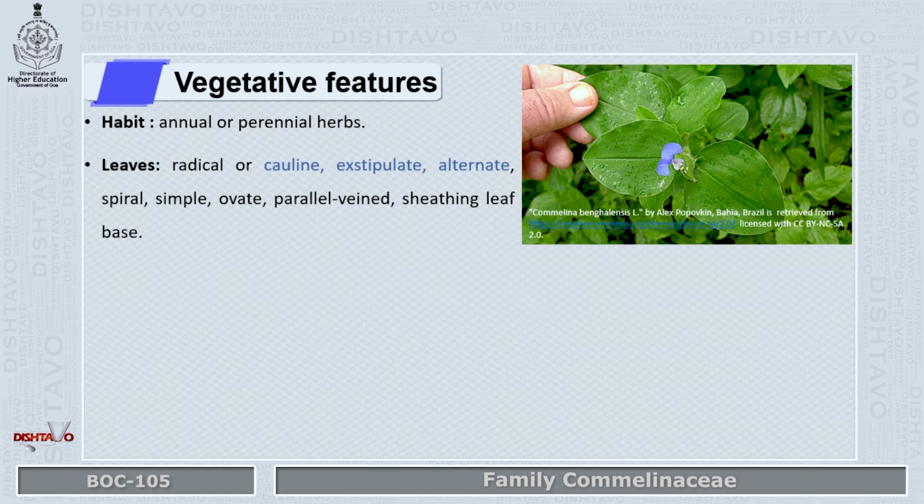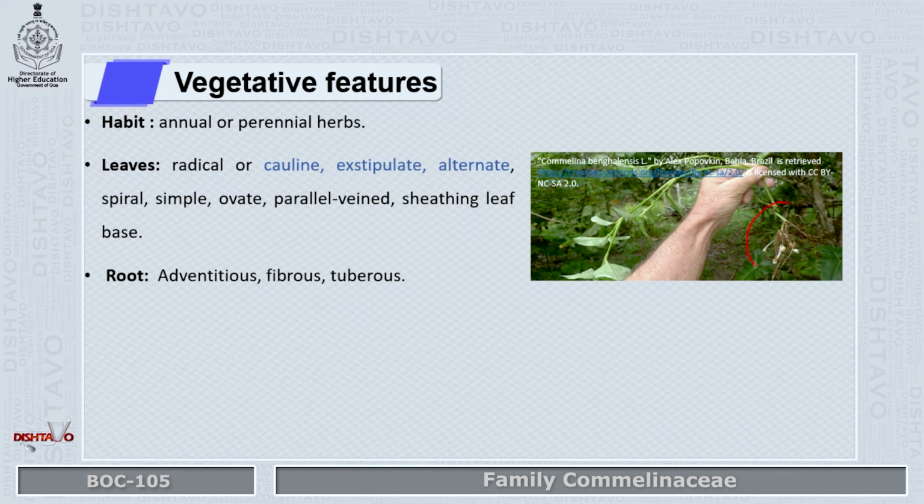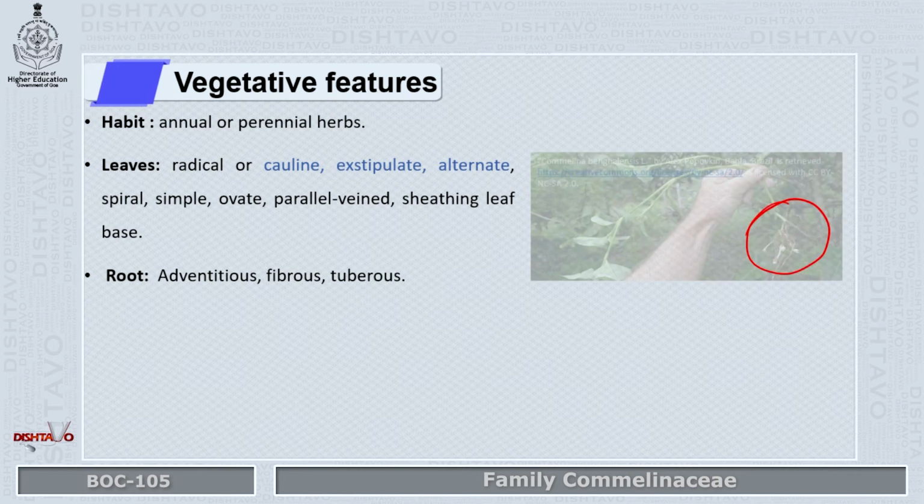The habit of this family is that they can be annual or perennial herbs. The leaves are radical or cauline. They are exstipulate, alternate, spirally arranged, simple, ovate, parallel veined. You can see the parallel venation here. And they have a sheathing leaf base. When you see the roots, they are adventitious. Sometimes they can be fibrous and they can be tuberous also.